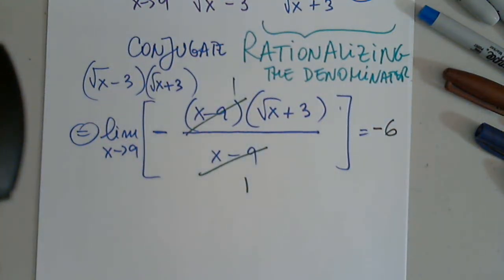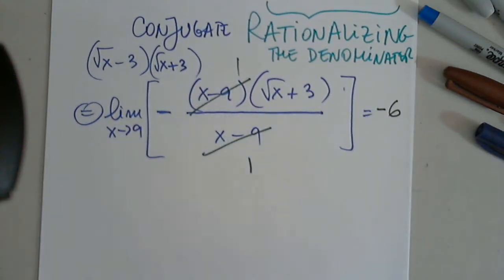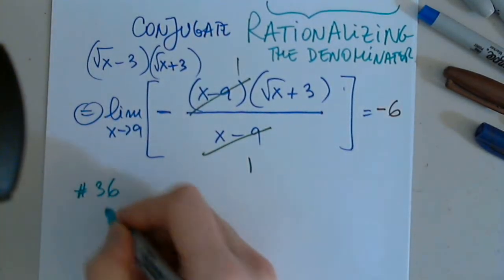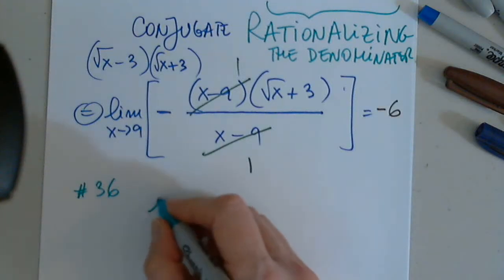Is this okay, everyone? Yep, I got it. I saw where I went wrong. No worries. So finally we get to 36.